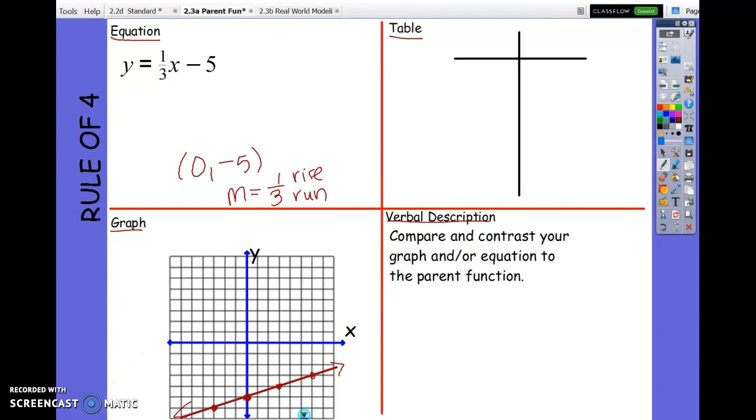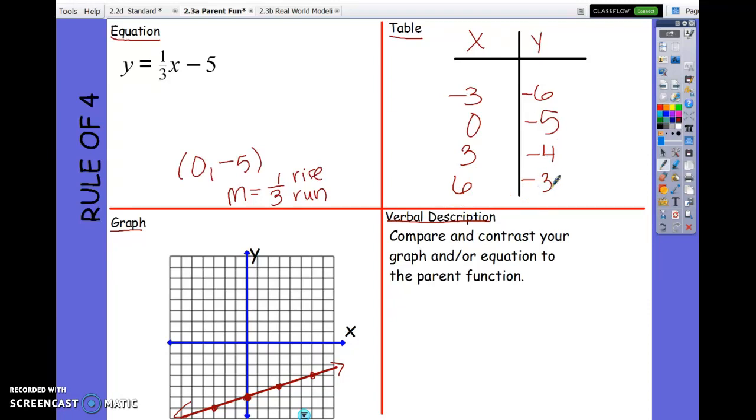Here we have the graph of our line. We can use our graph to write our table of values. Our table is our x and our y values. I'm going to look at my graph in order to find these points. My y-intercept, again, is 0, -5, so I can put that on my table. Looking at my graph, I've got the point -3, -6 that I can put on my table of values. I've got the point 3, -4, and the point 6, -3.